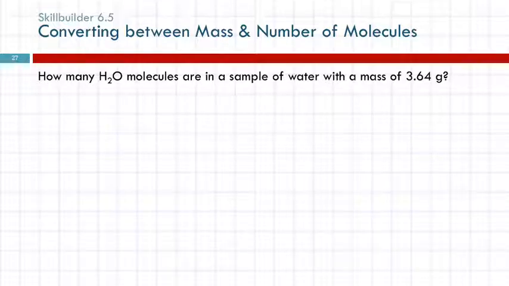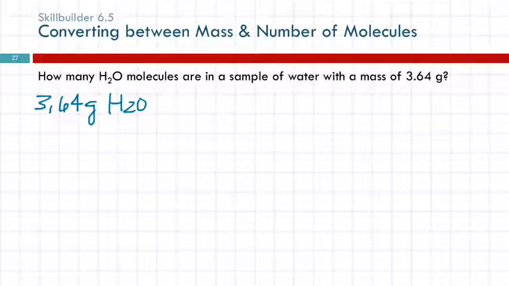So this is converting between mass and number of molecules. How many H2O molecules are in a sample of water with a mass of 3.64 grams? Read the problem, write down the number: 3.64 grams of water. And then identify what they're asking for.